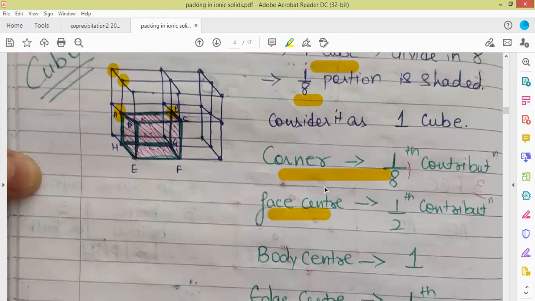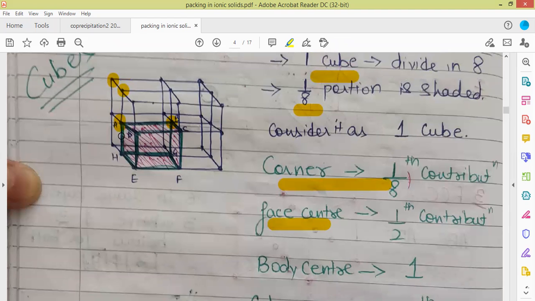Similarly, for the face center, consider the whole cube as one unit cell. This is the position of the face center where A has been marked. Now this face center is going to be shared with the similar unit cell present on the left hand side. So it is shared between 2 unit cells. That is why the contribution for face center is 1/2.